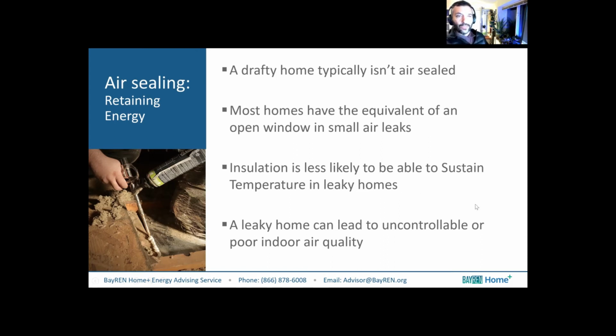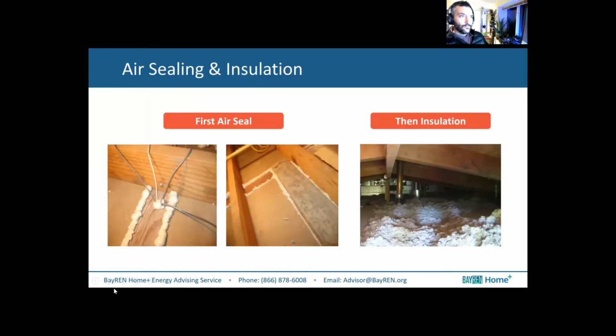Insulation is less likely to be able to sustain temperature because there's no energy, because it's all escaped. A leaky home can lead to uncontrollable or poor indoor air quality. Again, kind of what we talked about earlier. And these are just some examples.